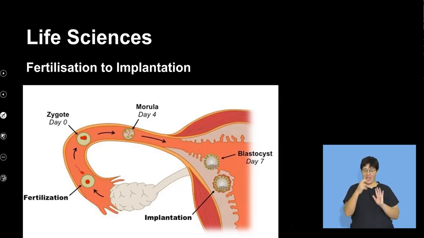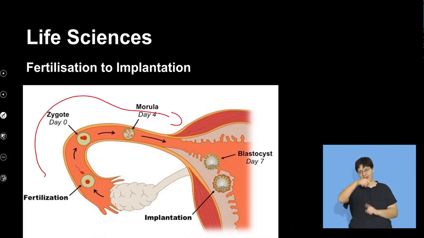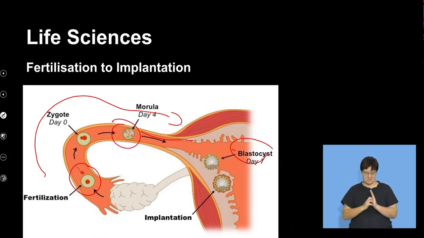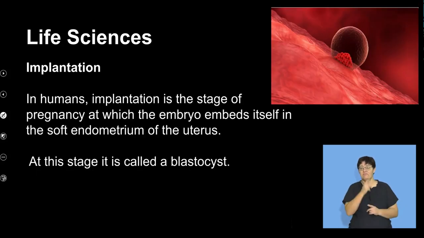And so this is another image that shows you the development from the point of fertilization to becoming the morula, to then the blastocyst attaching onto the lining of the endometrium. And that process we refer to as implantation.